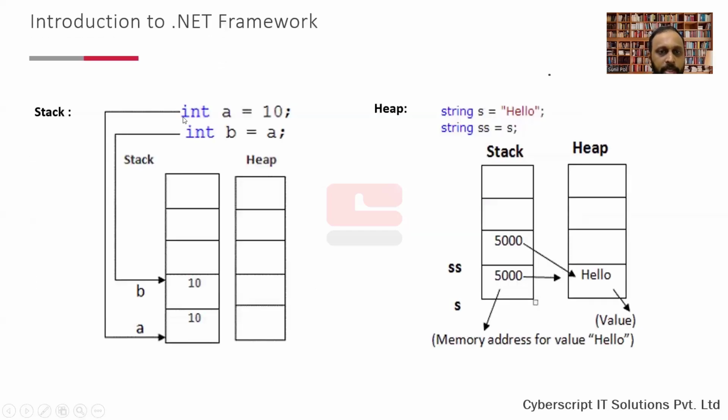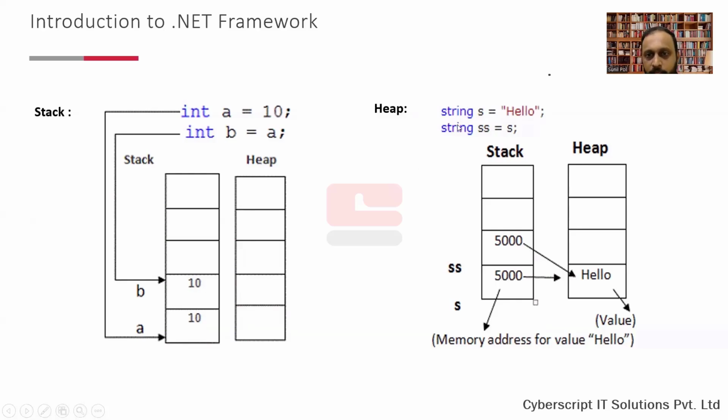So in this example, there is an integer variable A which contains the value 10. Also, we are declaring integer B and we are assigning variable A. So it will create a separate copy on the stack because these are value type variables. First, memory would be allocated for the A variable and we are assigning this value to B. So it would be stored on the stack as well.